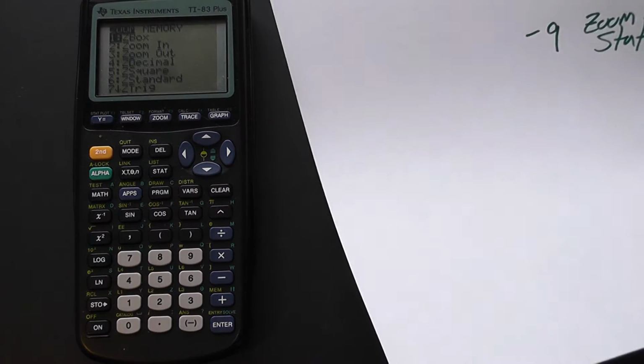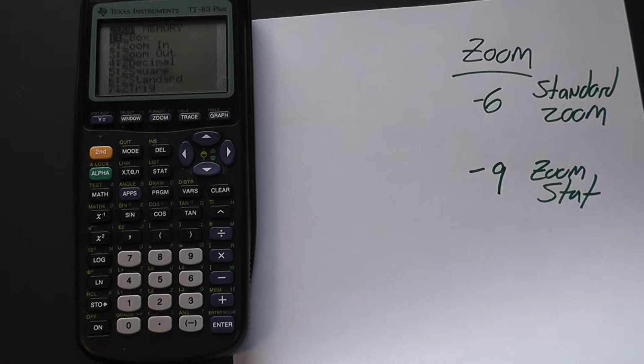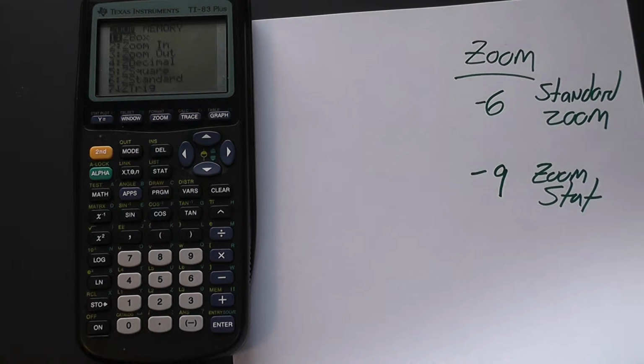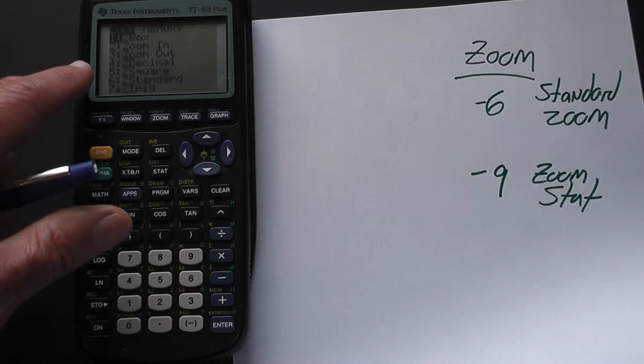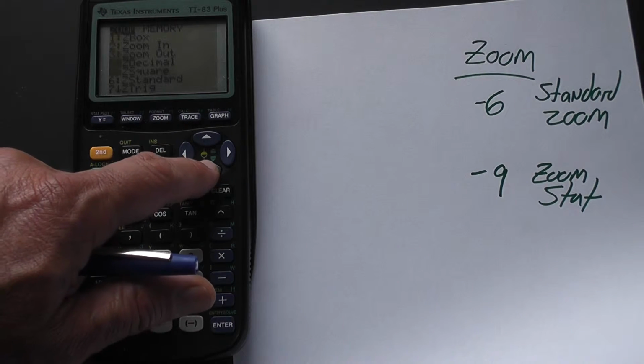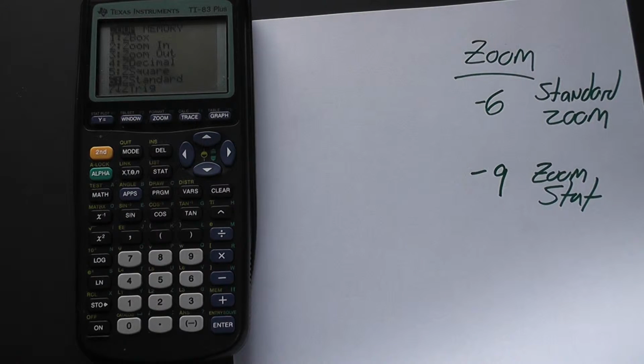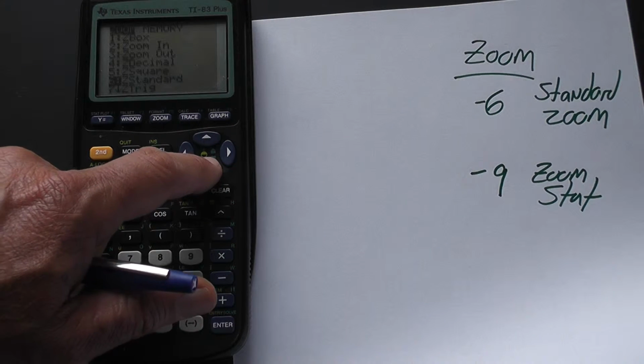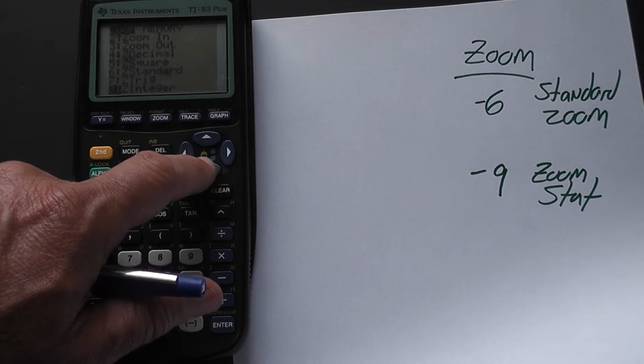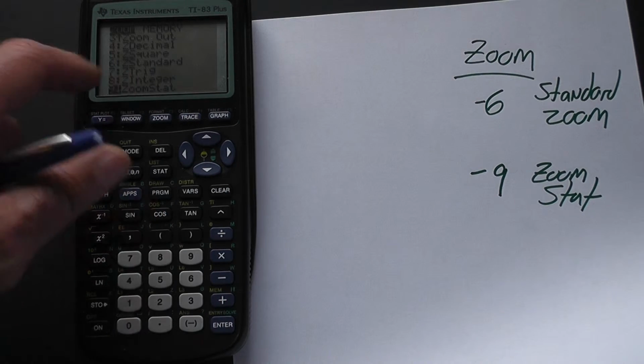And you have a lot of different choices, but two I want you to memorize. One is called standard zoom. If you look at zoom 6, you can either go down there or just hit a 6. That's a zoom that's going to make sense for most equations, at least as a starting point. And then the other one is zoom 9. If you keep going down to zoom 9 here, that's zoom stat.